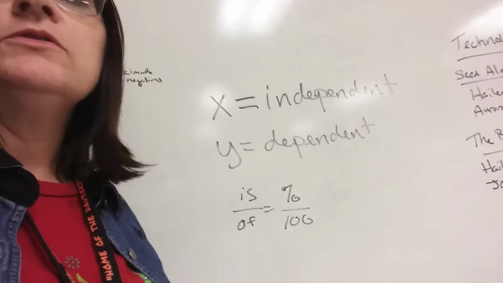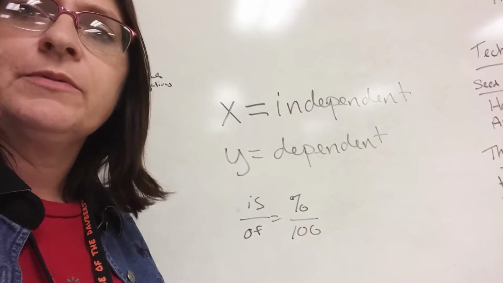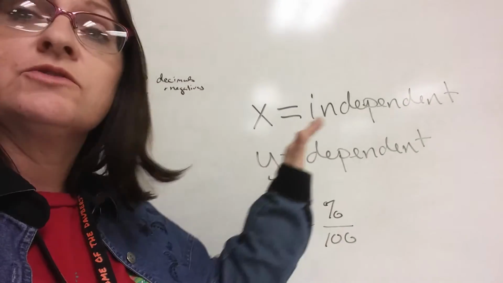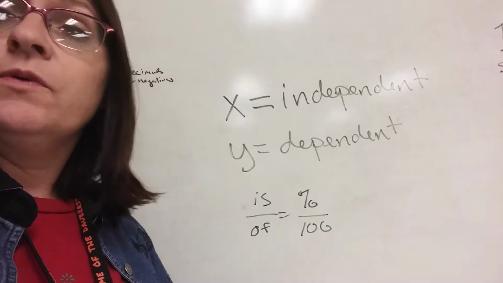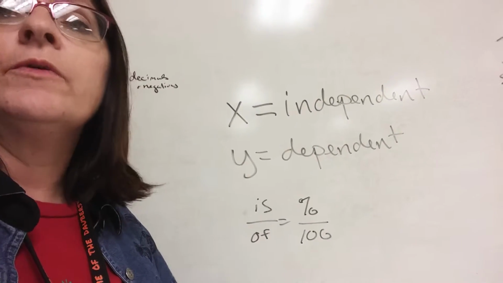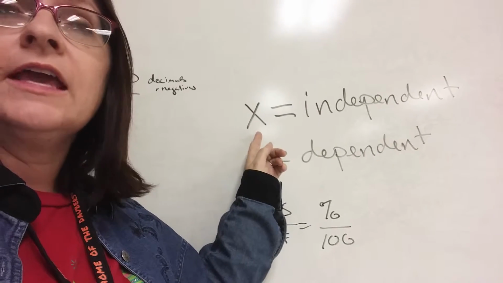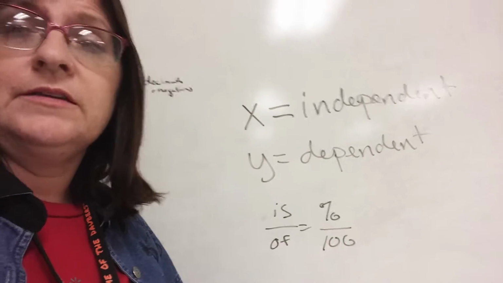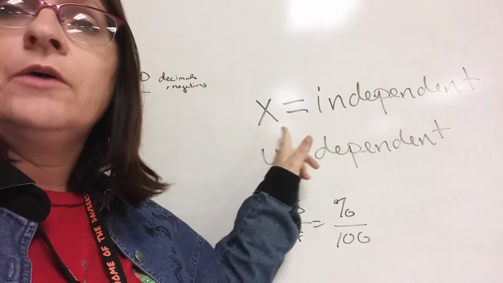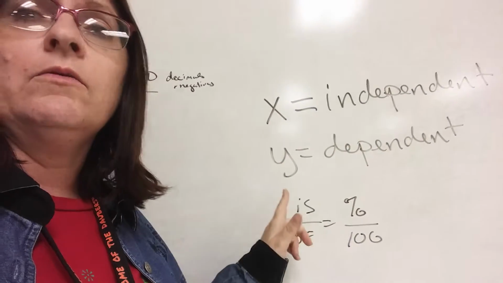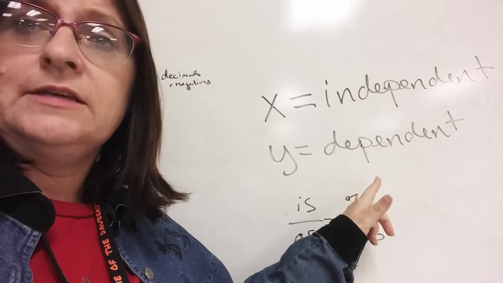These are probably the most important things that you can remember that's going to help you with pretty much everything on your test. So I need you to write all of this down. If you want to pause it and write it, you can, or if you want to write it while I'm talking, that's fine. The X, remember when we're looking at independent and dependent values, the X is always going to represent the independent and the Y is always going to represent the dependent.